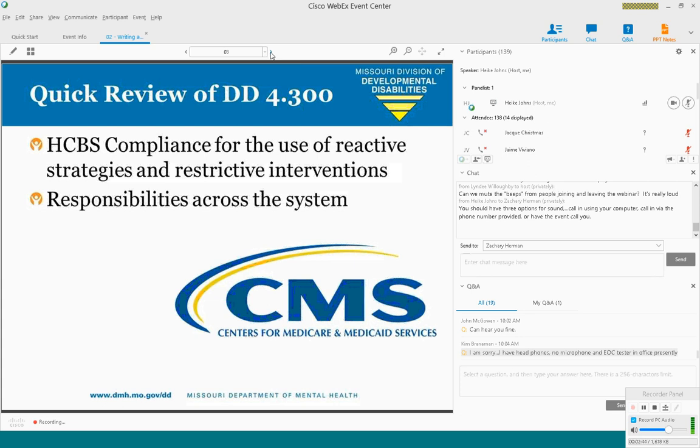So regional office providers, support coordinators, regional behavior support review committee, and for the purpose of today, we're going to talk about safety crisis plans. So we're going to delve into what a safety crisis plan is. We're going to talk about when they're indicated and when they're required.